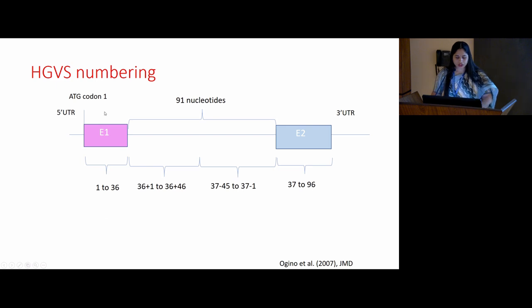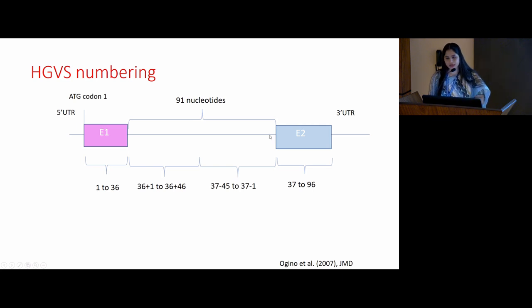Yeah, sure. So exon 1 codes from c.1 to 36. So we are just giving names for the coding region. So what about the intronic region, how we name them? So exon 2 would be named from 37 to 96. For intronic region, we either have to use plus or minus from the nearest coding sequence. So now here we have 91 nucleotides in intron 1.